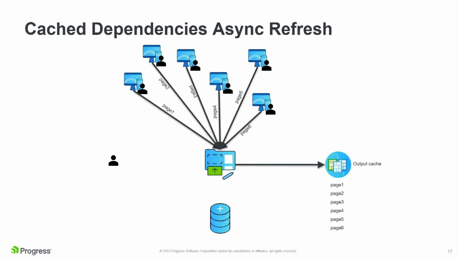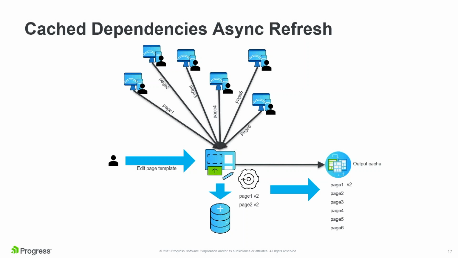We have exactly the same setup with 6 different users and 6 different pages, again sharing the same page template. So the user applies some changes to the page template and persists those changes into the database. At that point, a background process is started and this is proactively warming up each page and is proactively replacing the new version of the page with the old version in the output cache.